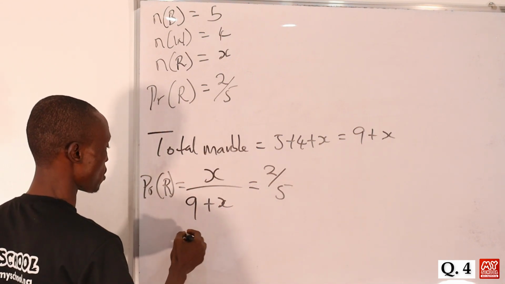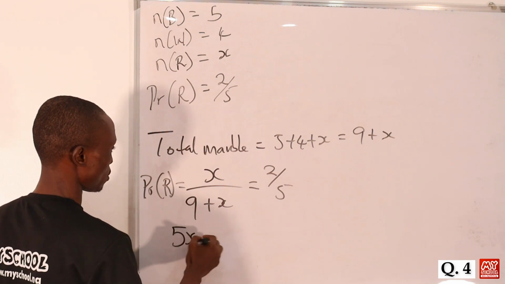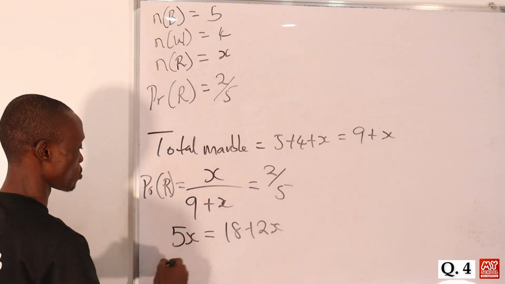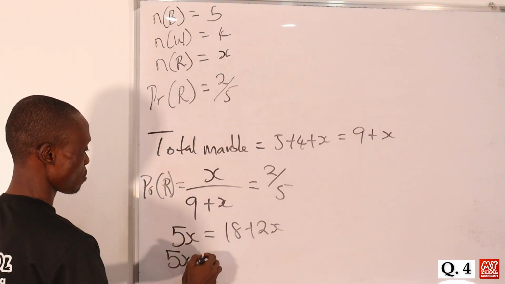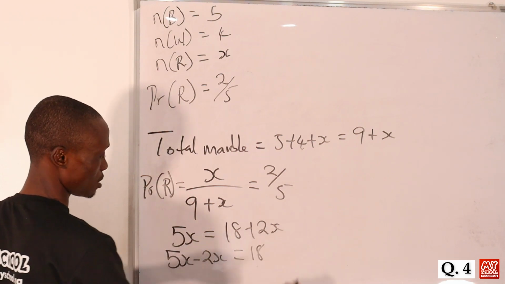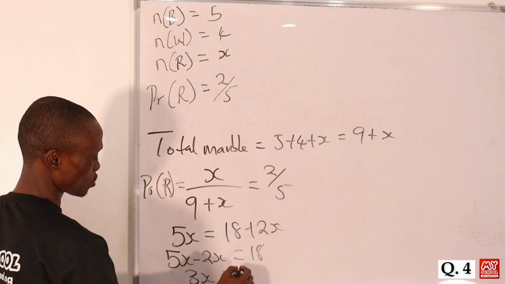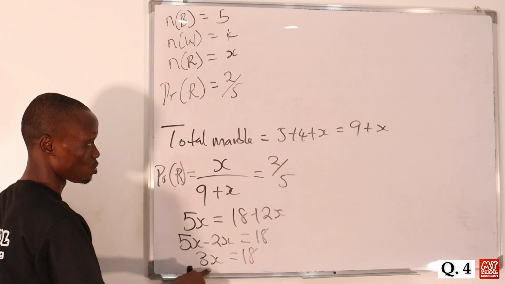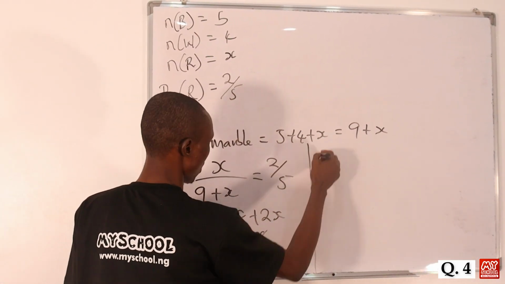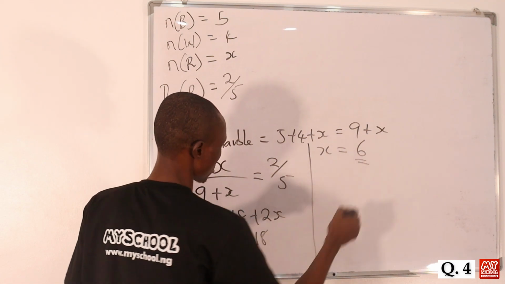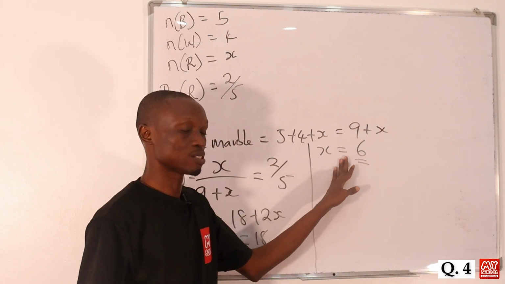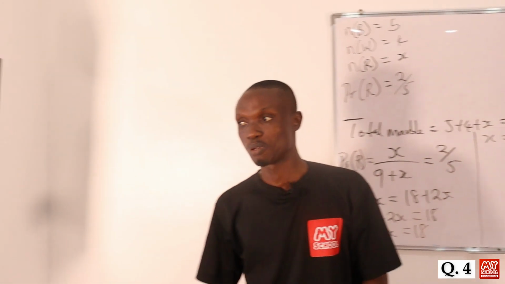If we cross multiply, we'll have 5x is equal to 18 plus 2x. So we can move 2x to the other side, so that we have 5x minus 2x is equal to 18. So this is 3x is equal to 18. Since we are looking for the value of x, we divide both sides by the coefficient of x, which is 3. If we do that, our x will be equal to 6. So the value of x is 6. Let's return to the screen to pick the correct answer, and that is option D, 6.